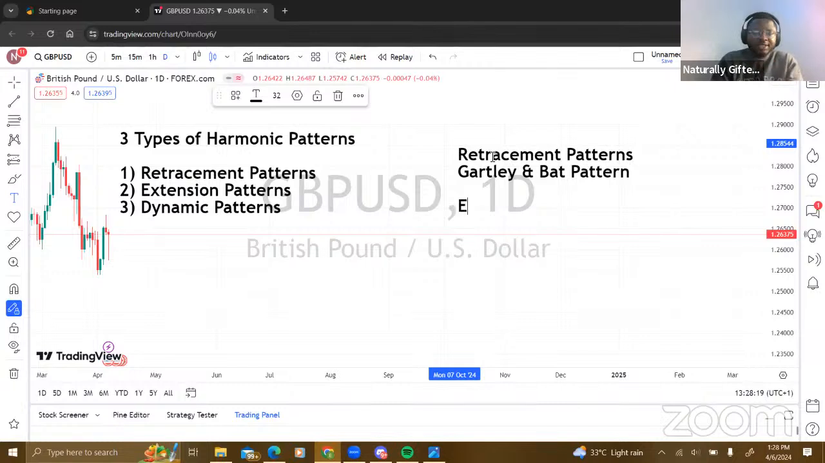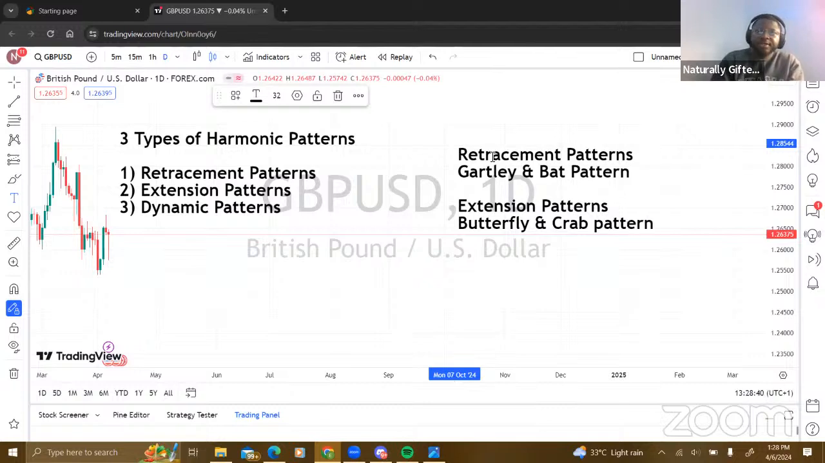Under the extension patterns, we have the Butterfly and the Crab pattern. Now, the dynamic pattern is only one, and I'll explain why. For the dynamic pattern, you only have the Shark pattern. The Shark pattern is the only pattern you have under the dynamic.